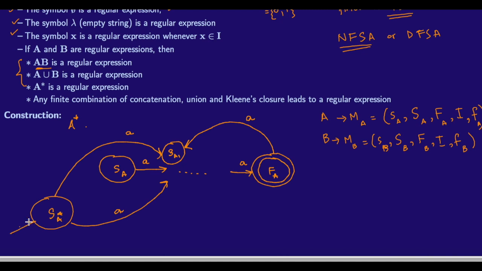Does this have to be the final state or not? This has to be a final state. Why? Because we know that the empty string is always a part of any Kleene closure. Okay. So then this is the final state here. So again, we remove this state. Whatever transitions were going from SA, we make it from SA star. And we add more transitions from the final states of A to the states which were immediately accessed by SA for the corresponding input.